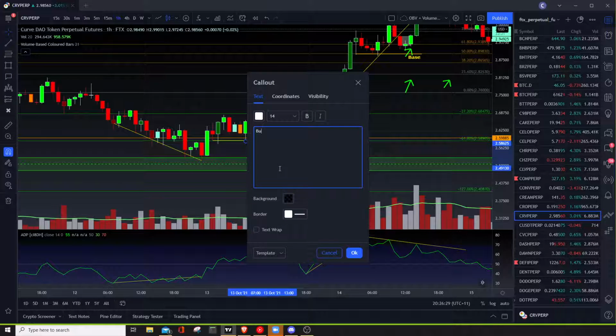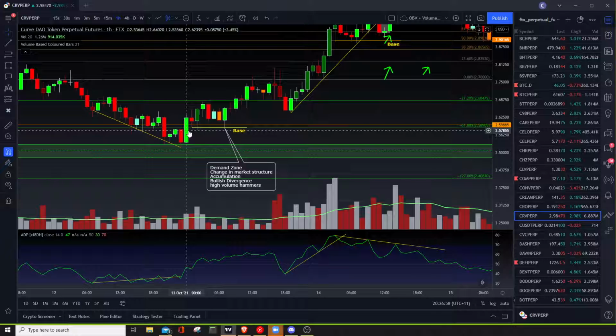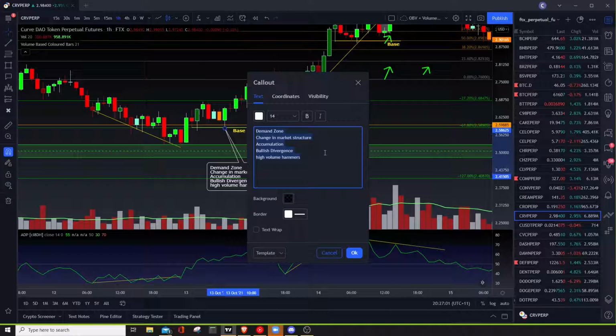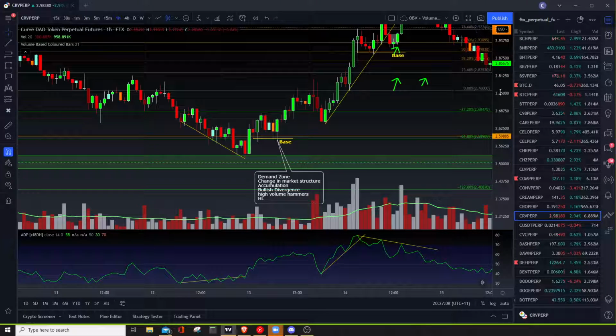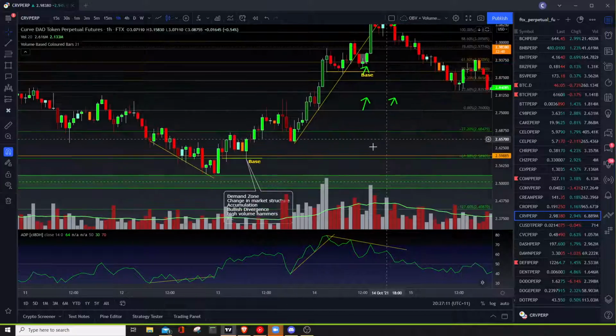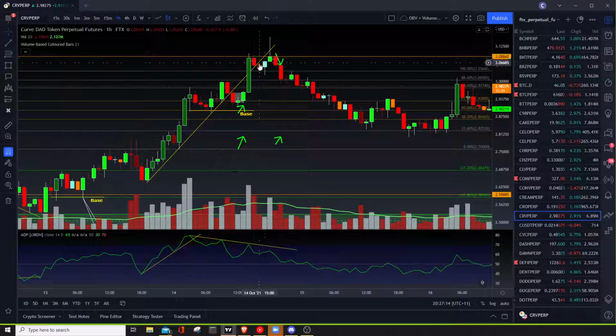So demand zone, change in market structure, accumulation, bullish divergence. So there's so much that you could confirm here. High volume hammers, right? On that base of the high low, bang, trade that back up, and yeah, you just keep going until you get that exact same rejection signal.